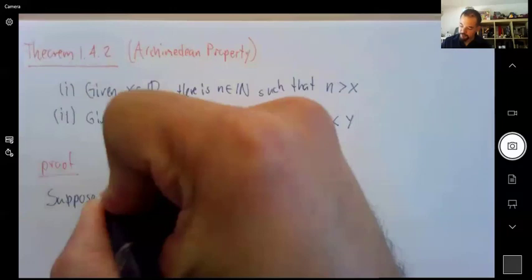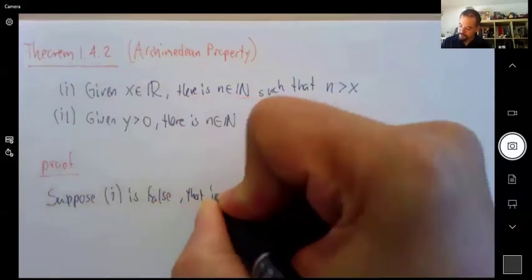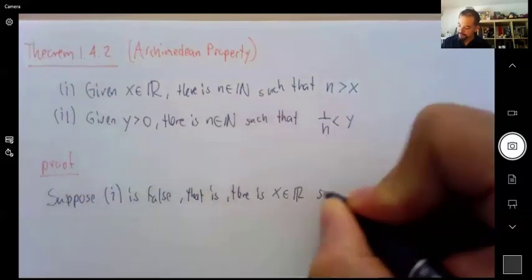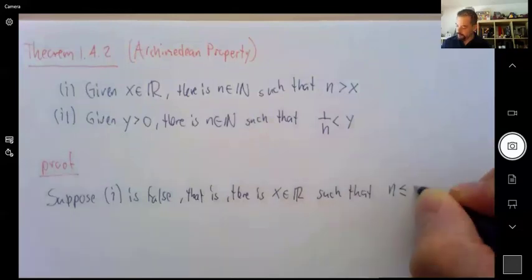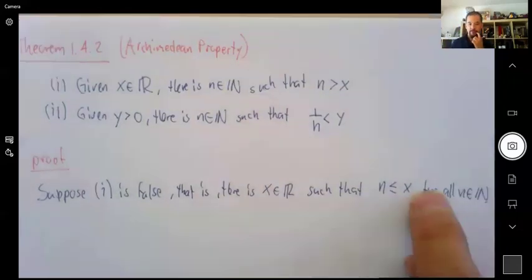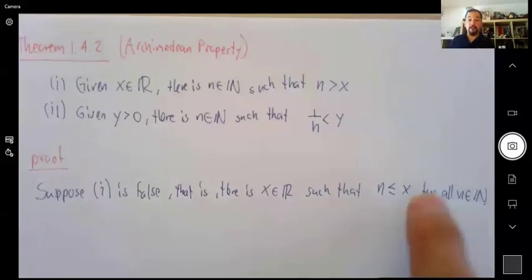Suppose 1 is false. That is, there is x, a real number, such that n is less than or equal to x for all n. That's crazy, right? So there's a real number that beats all the natural numbers. There's a real number that is bigger than all the natural numbers. Well, that would mean that the natural numbers are bounded, right? Because that's an upper bound.